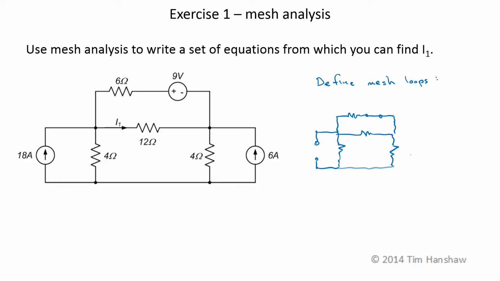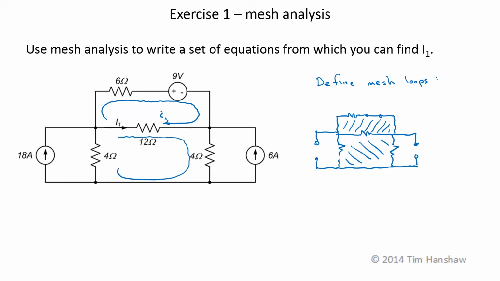Resistor here, and the 6 amp current source becomes an open circuit. There are 2 enclosed non-overlapping areas. So my mesh loops are going to go around the perimeters of those. I'll call this mesh loop little I1. It's different from capital I1. I'm not worried about that one yet. And then I'll have a mesh loop around here, which I'm going to call little I2.